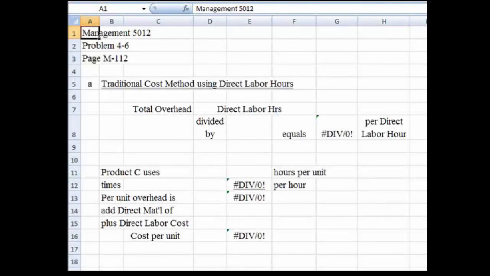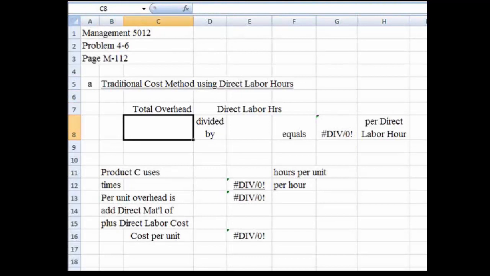Problem 4-6 on page M112 and 113 starts to get into some more complicated product costing models. In this problem, the book asks for the costing for two products using a traditional overhead allocation and then again using activity-based costing. The book does not indicate what the products are, but does provide a sufficient amount of data to fulfill the requirements. On your screen is a format that can be used to calculate the product cost using the traditional overhead allocation method.